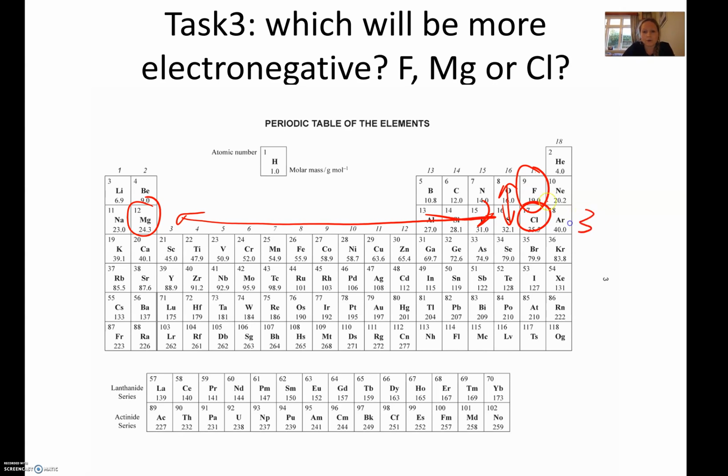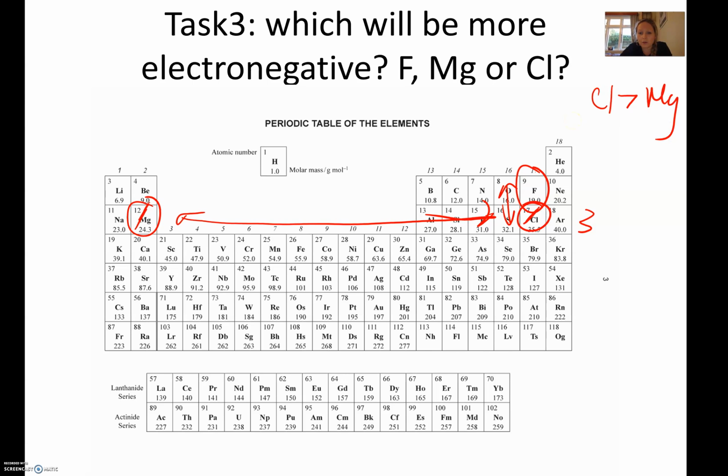Magnesium and chlorine are both in period 3, which means they both have 3 energy levels, which means that the shielding by inner shell electrons will be the same. Chlorine has 17 positive protons compared to magnesium's 12 positive protons. This means that chlorine has a greater nuclear charge. This means the electrostatic attraction between the bonded electrons in chlorine and the nucleus will be greater, and therefore electronegativity will be greater. And we've justified now that chlorine has a greater electronegativity than magnesium.